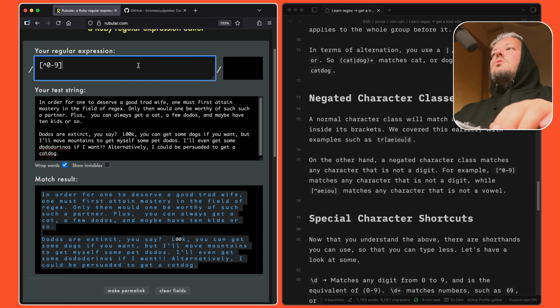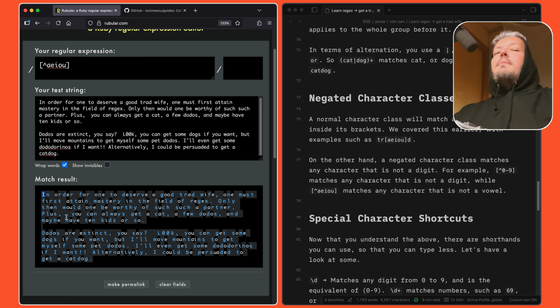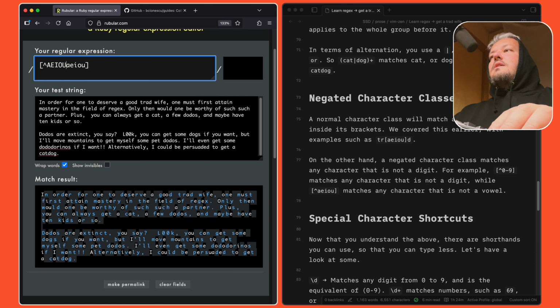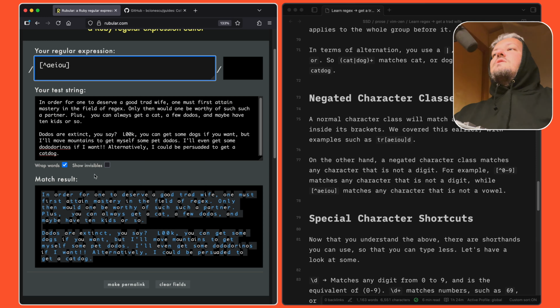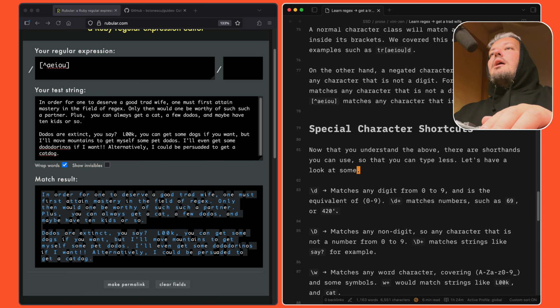We can do "no lowercase vowels", because if you see here, it matched uppercase I. So you can do something like this if you didn't want to match any vowels. But as things are, it matches anything other than lowercase vowels. So it will match consonants, uppercase vowels, symbols, space, new line, essentially everything else. Now that you understand the above, there are shorthands you can use so that you can type less.